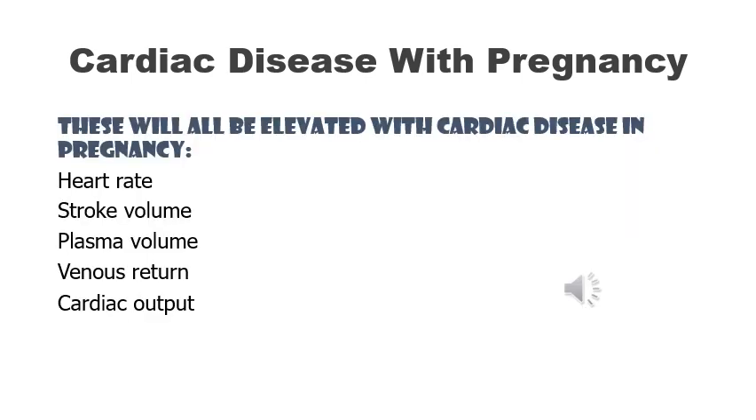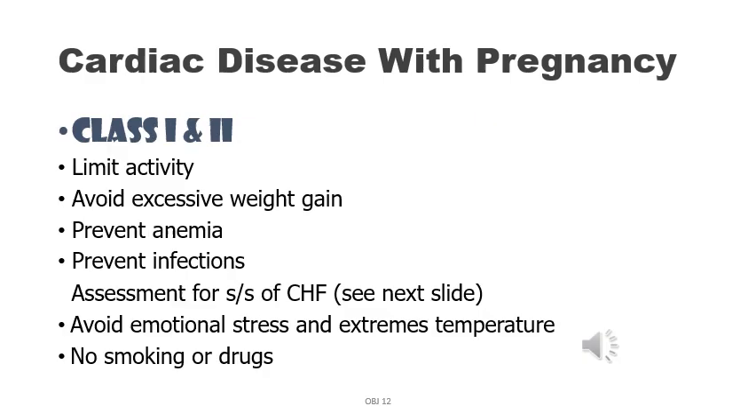These will be elevated with cardiac disease in pregnancy: heart rate, stroke volume, plasma volume, venous return, and cardiac output. So for class 1 and 2 cardiac disease, you want to limit activity, avoid excessive weight gain, prevent anemia, prevent infections. You want to always assess for signs and symptoms of cardiac or congestive heart failure, which we'll talk about on the next slide. Avoid emotional stress, extreme temperatures, and no smoking or drugs.